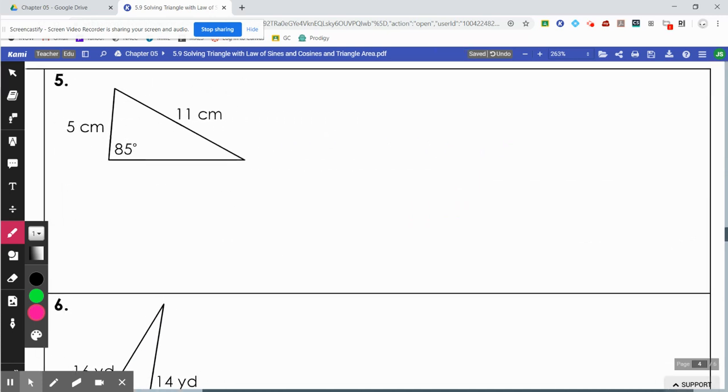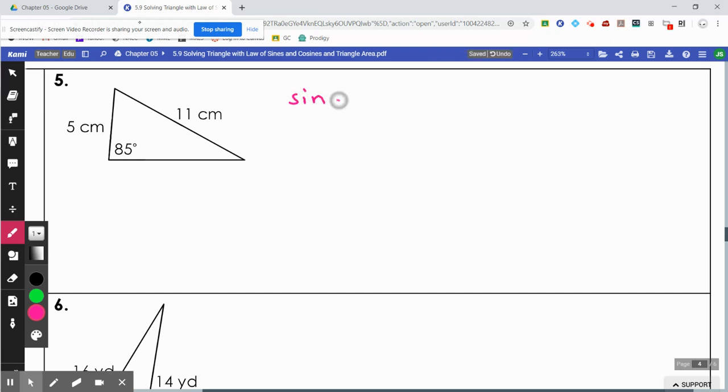Again, do the exact same thing. We need a missing side length. You can use your law of sines here. However, if you use the law of sines, it looks like it's going to give you an angle measure. So this might require a couple of steps, and let's try it.